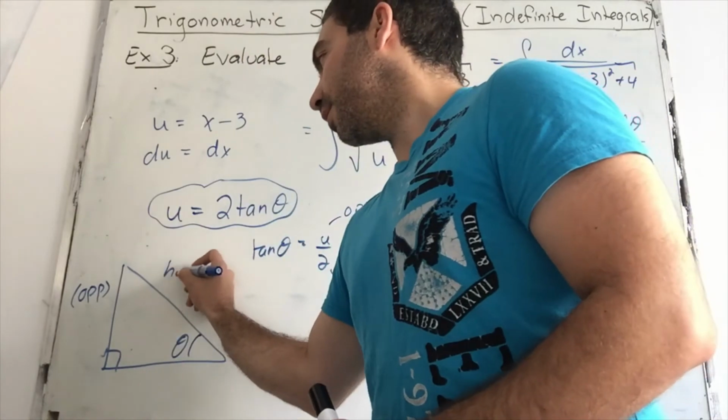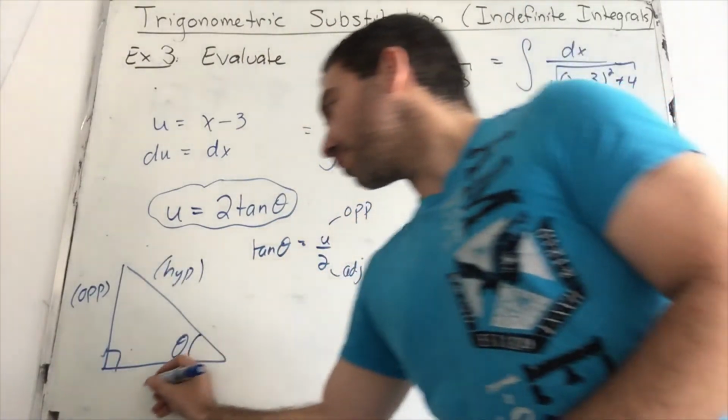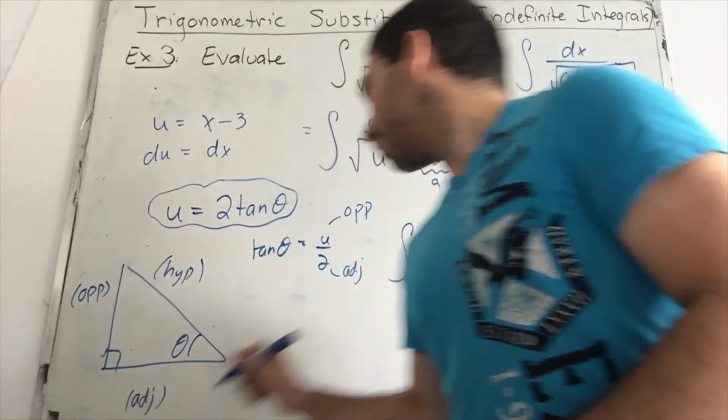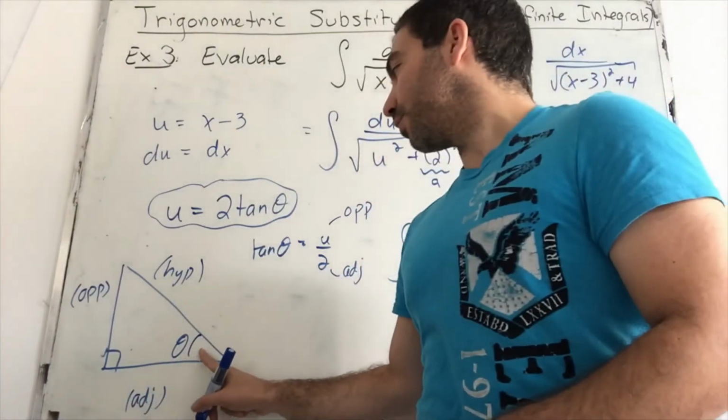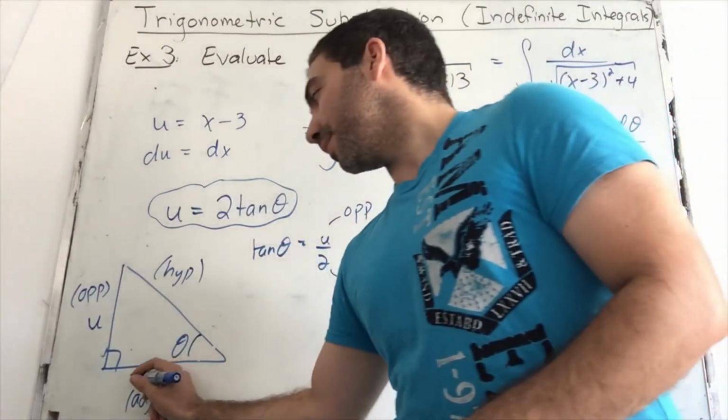As always, the side opposite to the 90 degrees is the hypotenuse, the longest side, and that leaves us with the bottom as the adjacent side. So in this case here, my opposite side to the angle that I chose is u over here, and the adjacent side would be on the bottom here too.